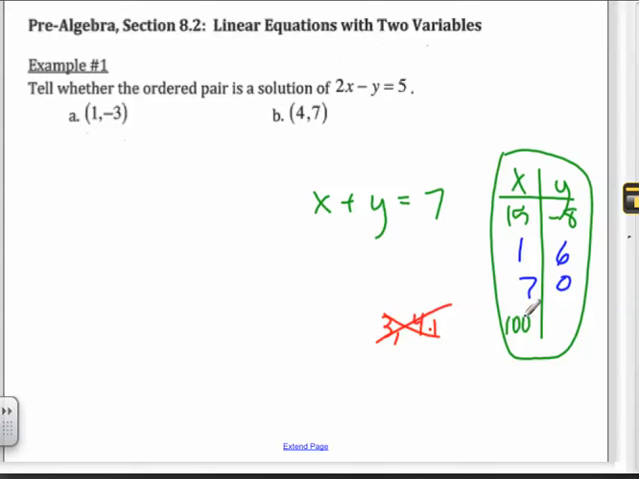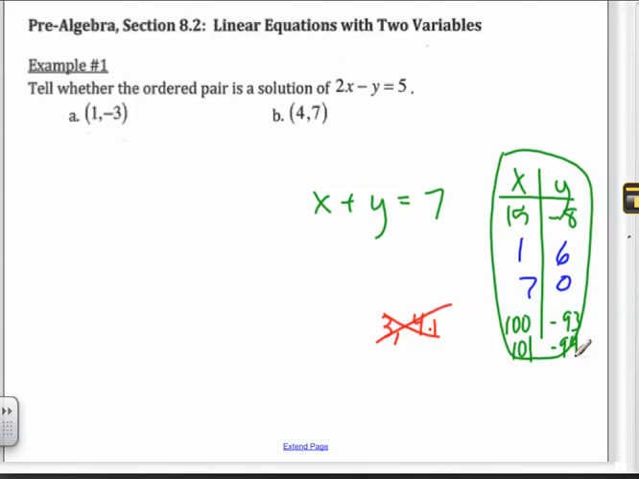How about 100 and negative 93? Sure. How about 101 and negative 94? Yeah, we can do that one too. I don't ever have to stop that, do I, Kai? These things go on forever and ever. So when I give its answer, I can't just say x equals this or y equals this to represent all of the solutions. I'm actually going to graph the solutions.